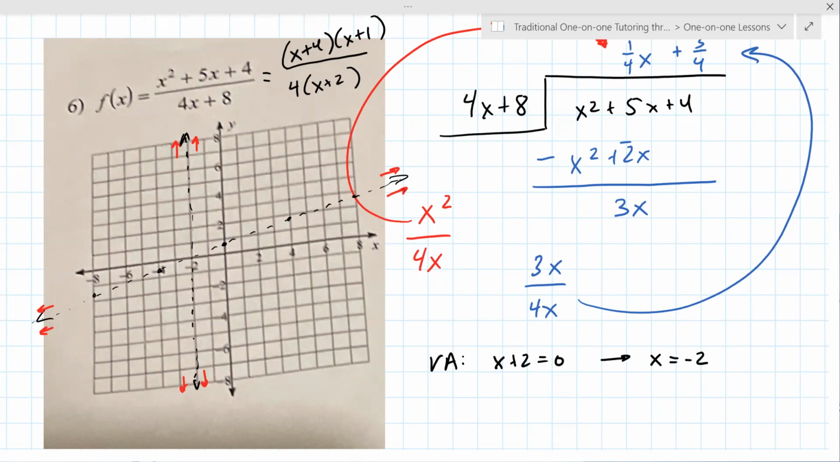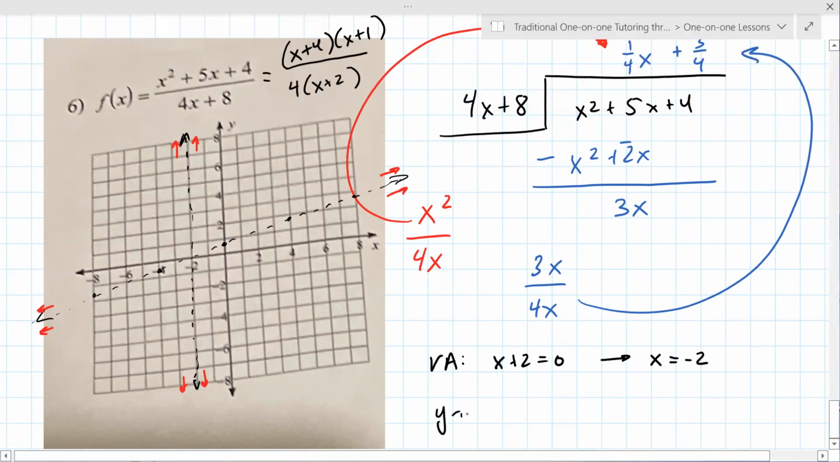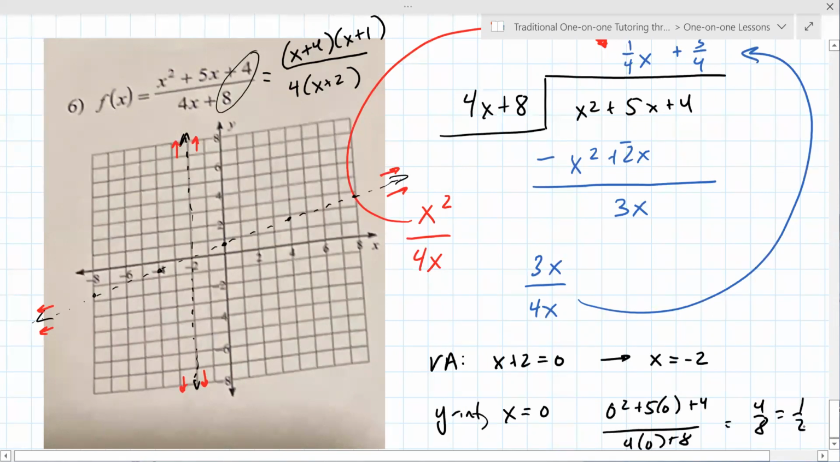So now we need the x-intercept and the y-intercept. Let's do the y-intercept. That's when x equals 0. And you end up getting 4 over 8 because it's 0 squared plus 5 times 0 plus 4, over 4 times 0 plus 8. So it ends up being 4 over 8 or 1/2. So that's the y-intercept. It's right about there, a little bit above that.